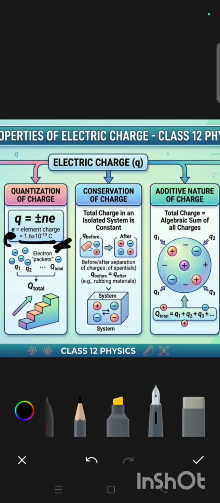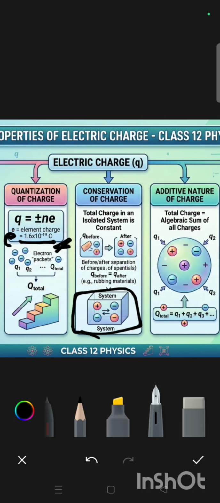The total charge in any isolated system is constant. Here we consider an isolated system, that is, the charge inside. Now we'll consider the charge inside this box. Charge inside this box is 2 negative charges, 3 negative charges and 1 positive charge. The total amount of negative charges and positive charges inside that box will always remain constant. They do not change, like negative will not convert into positive or positive will not convert into negative.